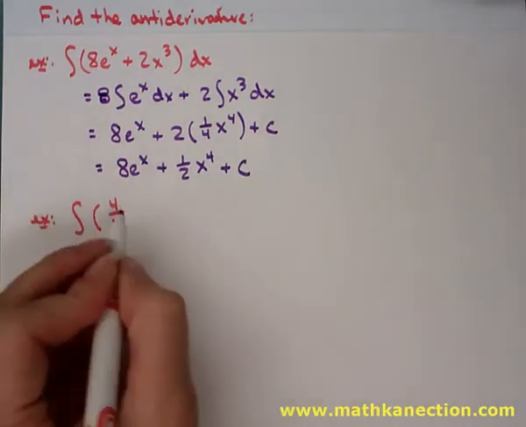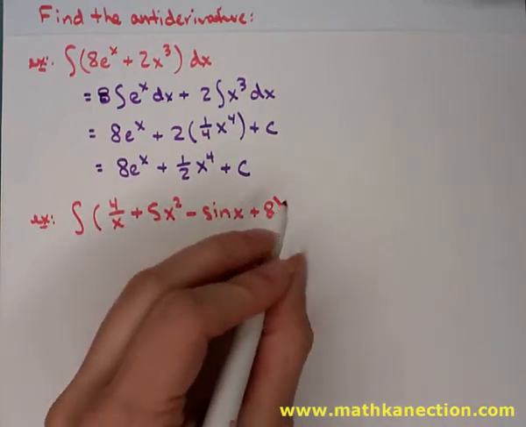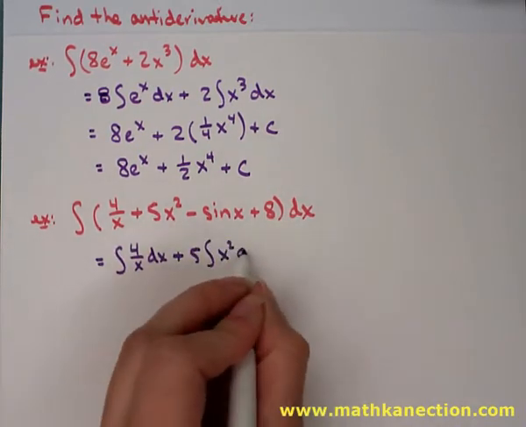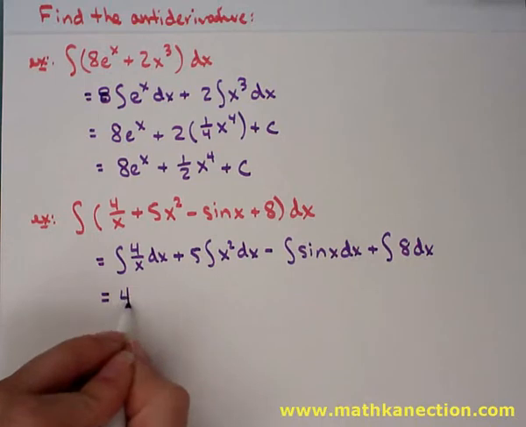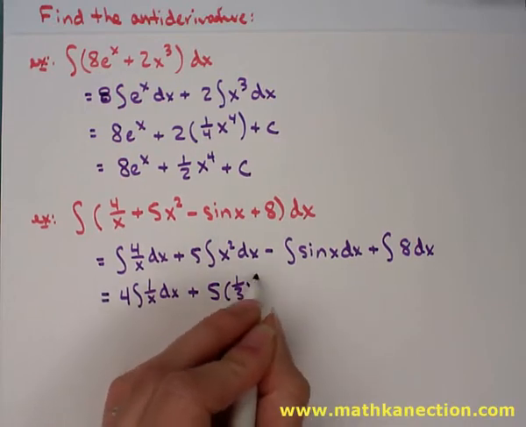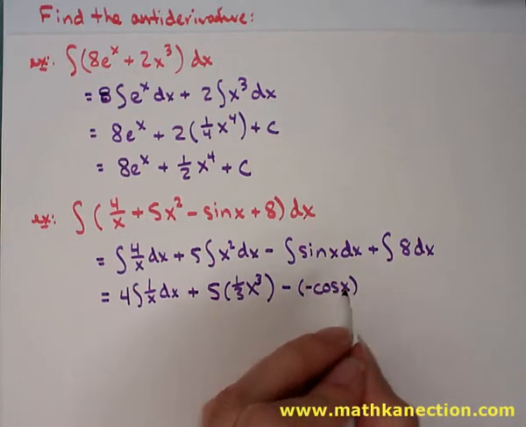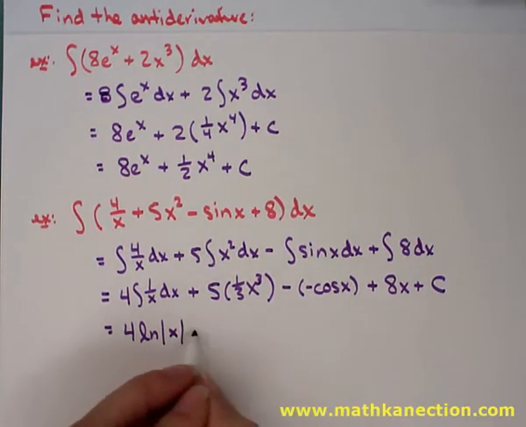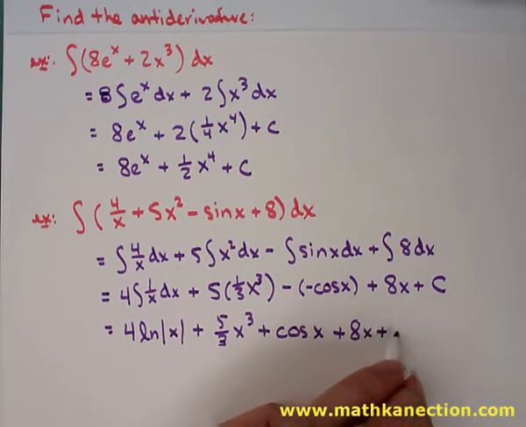The next example, we're antideriving 4 over x plus 5x squared minus sine of x plus 8 dx. Each term gets its own integral, so we have 4 over x dx, 5x squared dx, sine of x dx, and 8 dx. Taking out the 4 as a coefficient, antideriving x squared is 1/3 x cubed. Antideriving sine x is negative cosine x. And antideriving 8 is 8x, and then plus the constant. The integral of 1 over x is the natural log of the absolute value of x. Simplifying, we have 5/3 x to the third plus the cosine of x plus the 8x plus c. That's our answer.